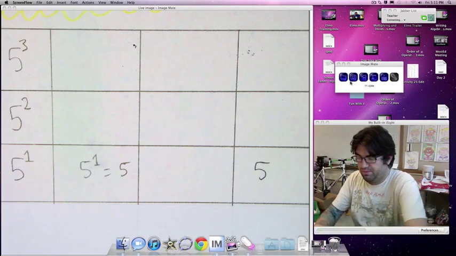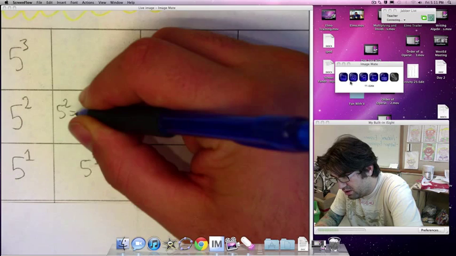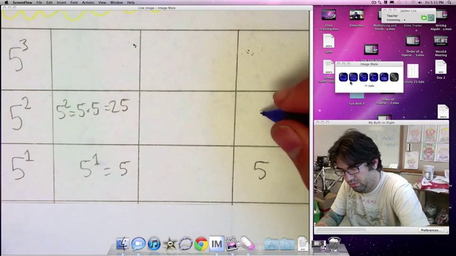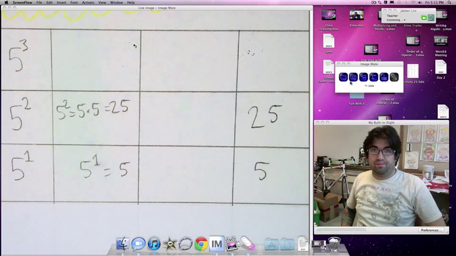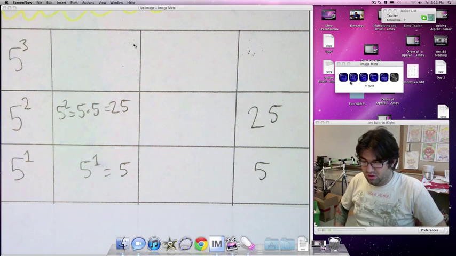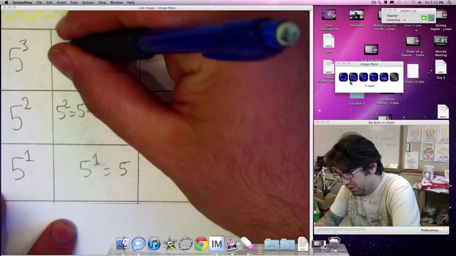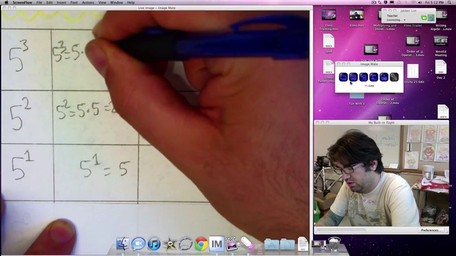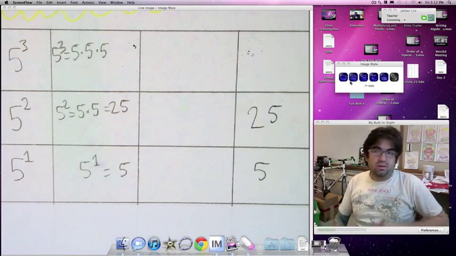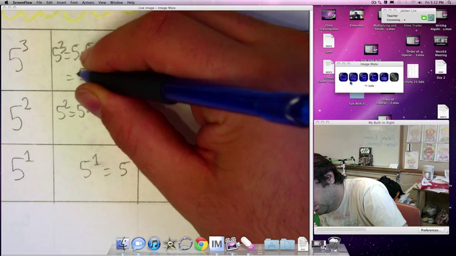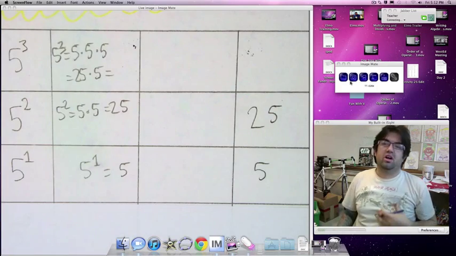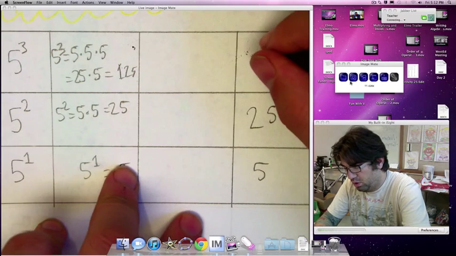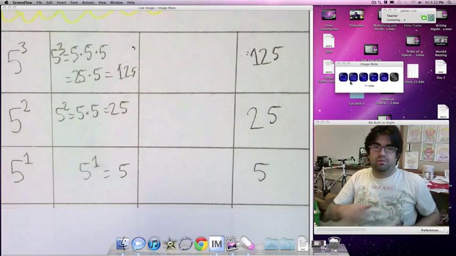5 to the first power is definitely equal to 5. 5 squared in expanded form is 5 times 5, which we know is 25. Well, 5 to the third power, in expanded notation, is 5 times 5 times 5. 5 times 5 is 25, and 25 times 5 is 125. So we know the powers are 5, 25, 125.